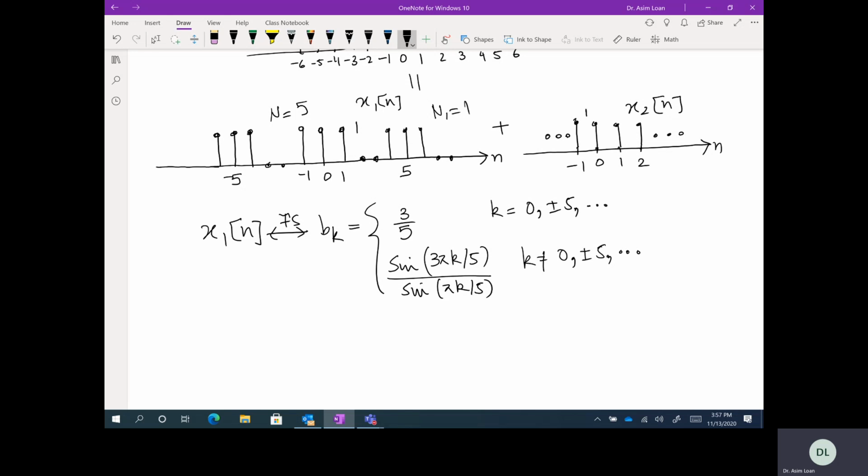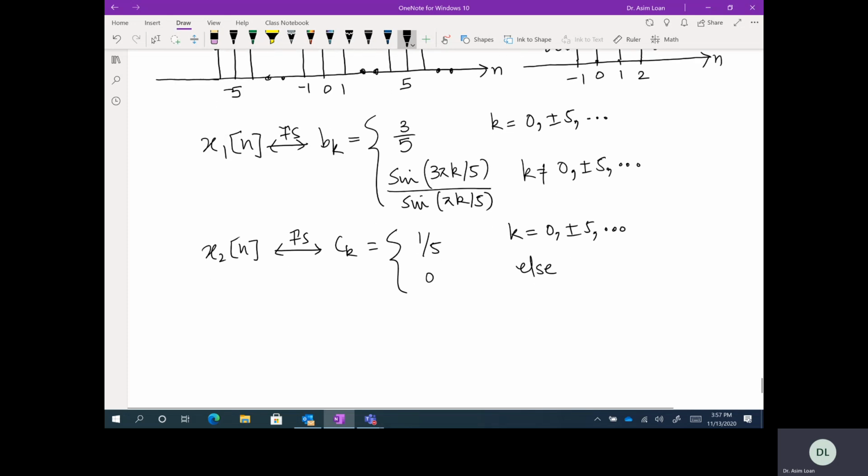Okay, and what about x2 of n? So x2 of n, the Fourier series is simply ck, and ck is 1 over 5 for k equals 0 plus minus 5, and so on and so forth. I can take n equal to 5 over here, and this is 0 else. So this is a constant, so obviously.